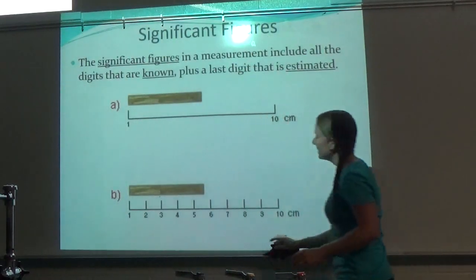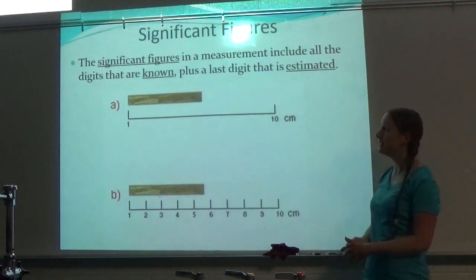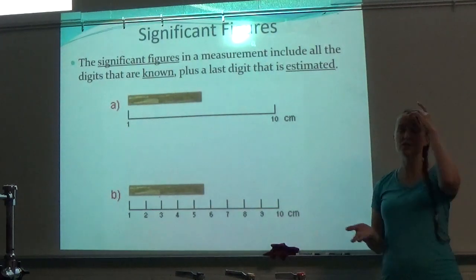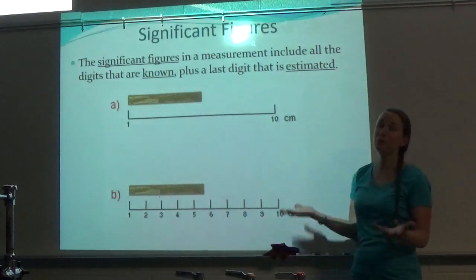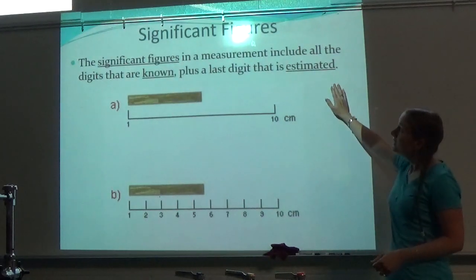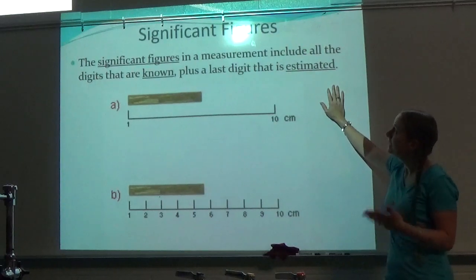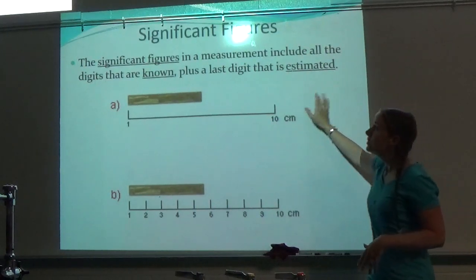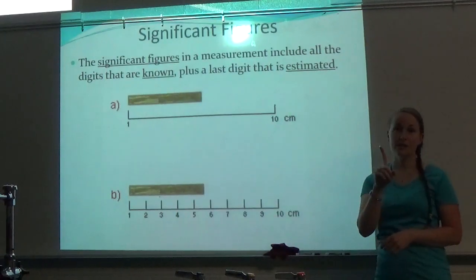All right, so the next thing we're going to talk about is significant figures. Now, significant figures, this is the one time in the year that I'll tell you if you don't understand, you can follow the rules and you'll still get the right answer. But I would prefer that you actually understand why we use them. So, the significant figures in a measurement include all of the digits that are known plus a last digit that is estimated. That means you get to estimate one place.